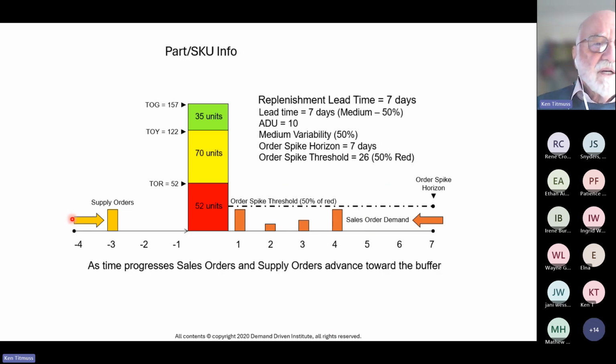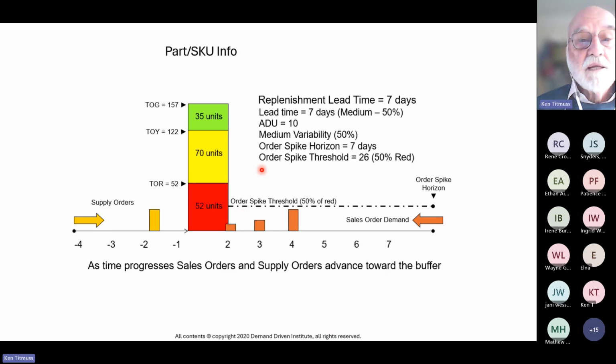So on the left here, I've got supply orders coming in, and on the right here, I've got demand orders coming in. And if you watch the animation here, you'll see on a daily basis, these are going to move in per day. So let's go through a quick simulation here.